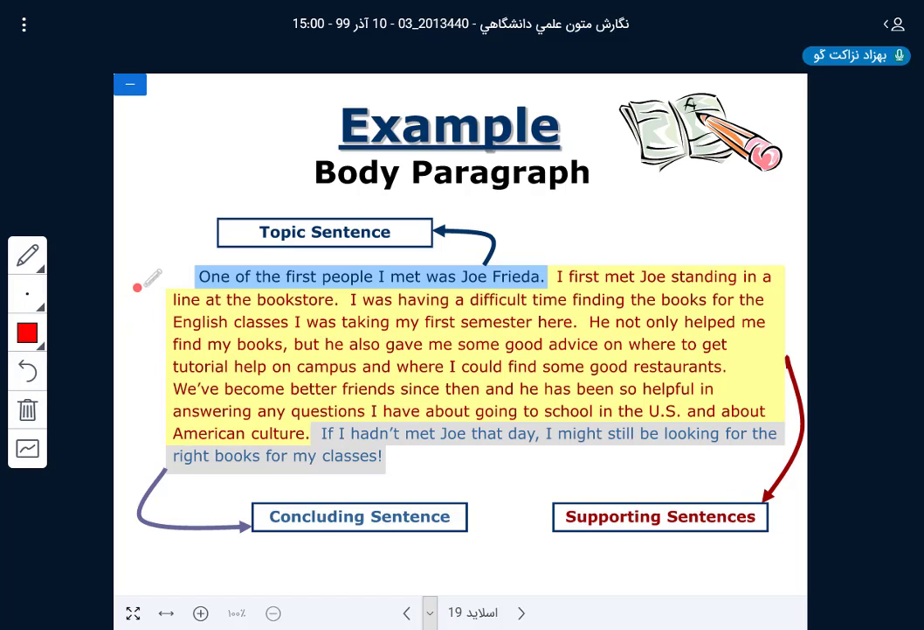Okay, so all these are evidence that verify why this person was one of the people who had the positive impact on my life. If I hadn't met Joe that day, I might still, it's kind of a prediction, I might still be looking for the right books for my classes. Okay, so this is a prediction we have.